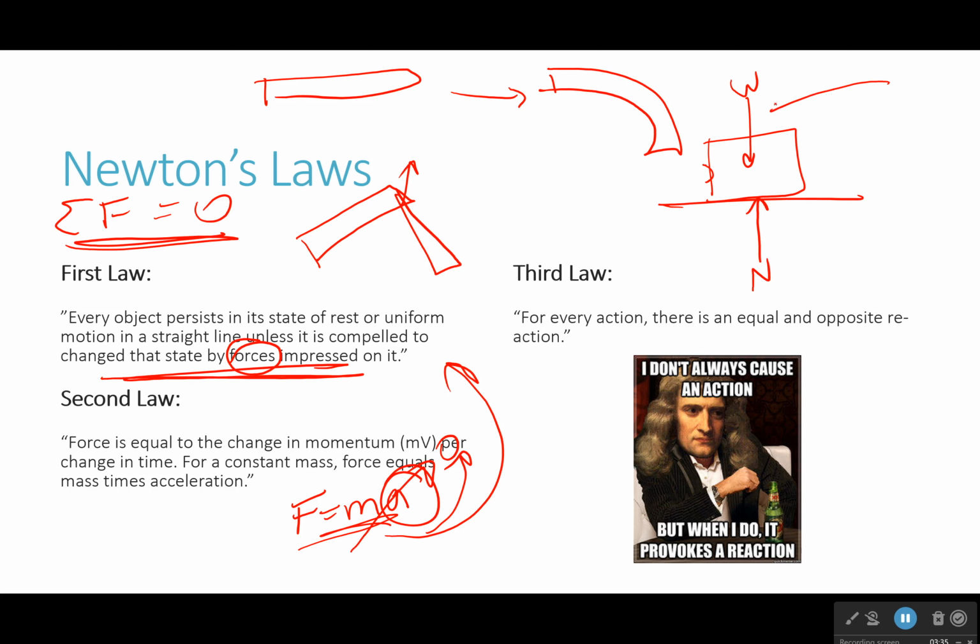Now, I've been drawing these little arrows here, and those are all marking different forces. And so next time we're going to be talking about what forces are, how we work with them, and some laws that govern them.